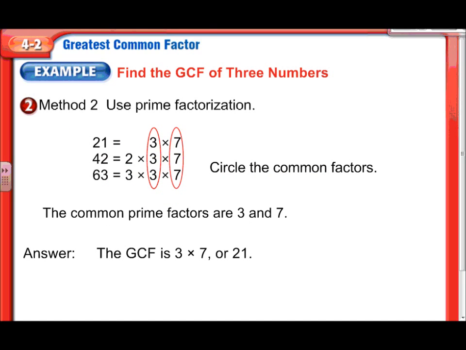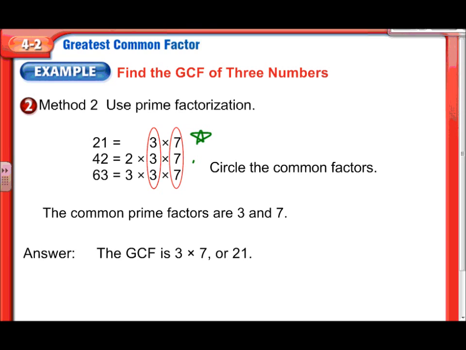Now here's the same problem, this time using prime factorization. Well, 21, I'm not going to do all the prime factorization each time just to save some time on this video, but we're going to have to trust the book here that 21's prime factorization is 3 times 7.